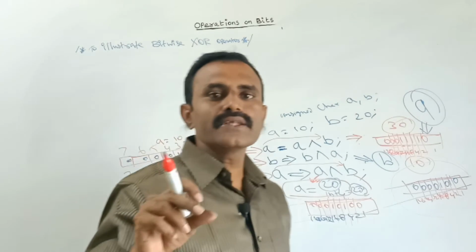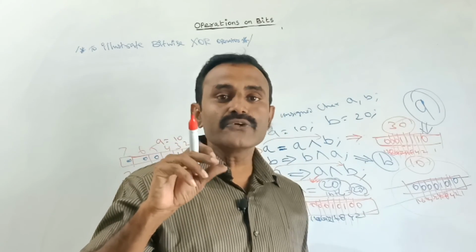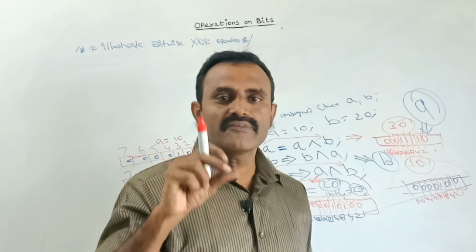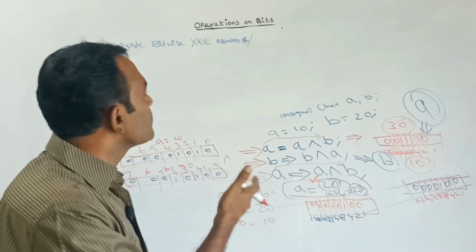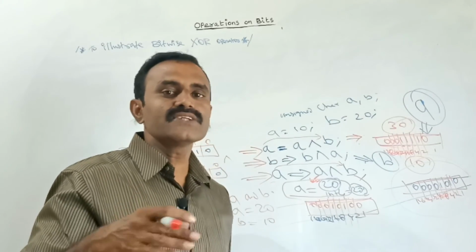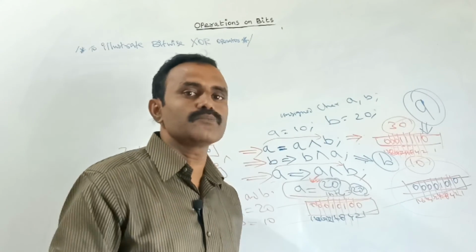So without using a temporary variable, if you want to swap two numbers, then with the help of this bitwise XOR operator we can swap the two numbers. Now let us see this program.